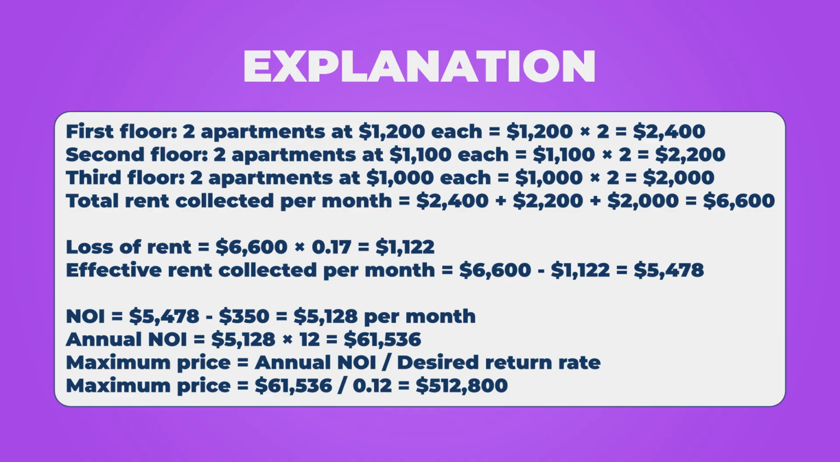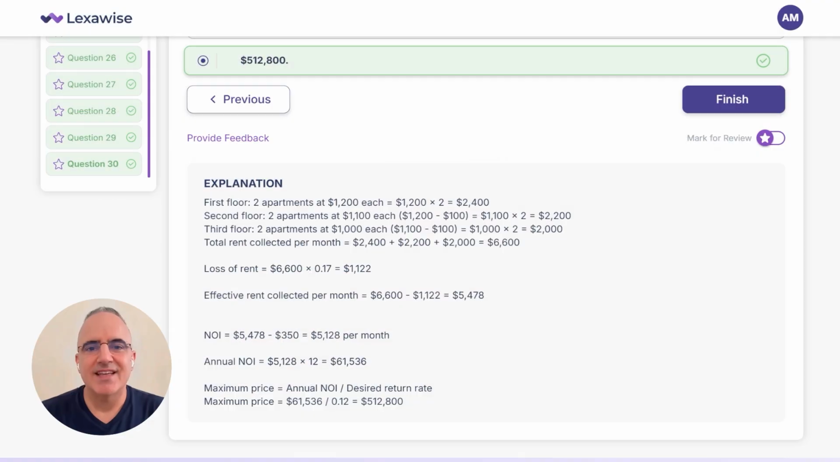$61,536. Maximum price equals annual NOI divided by desired return rate. Maximum price equals $61,536 divided by 0.12 equals $512,800. That's it for today.